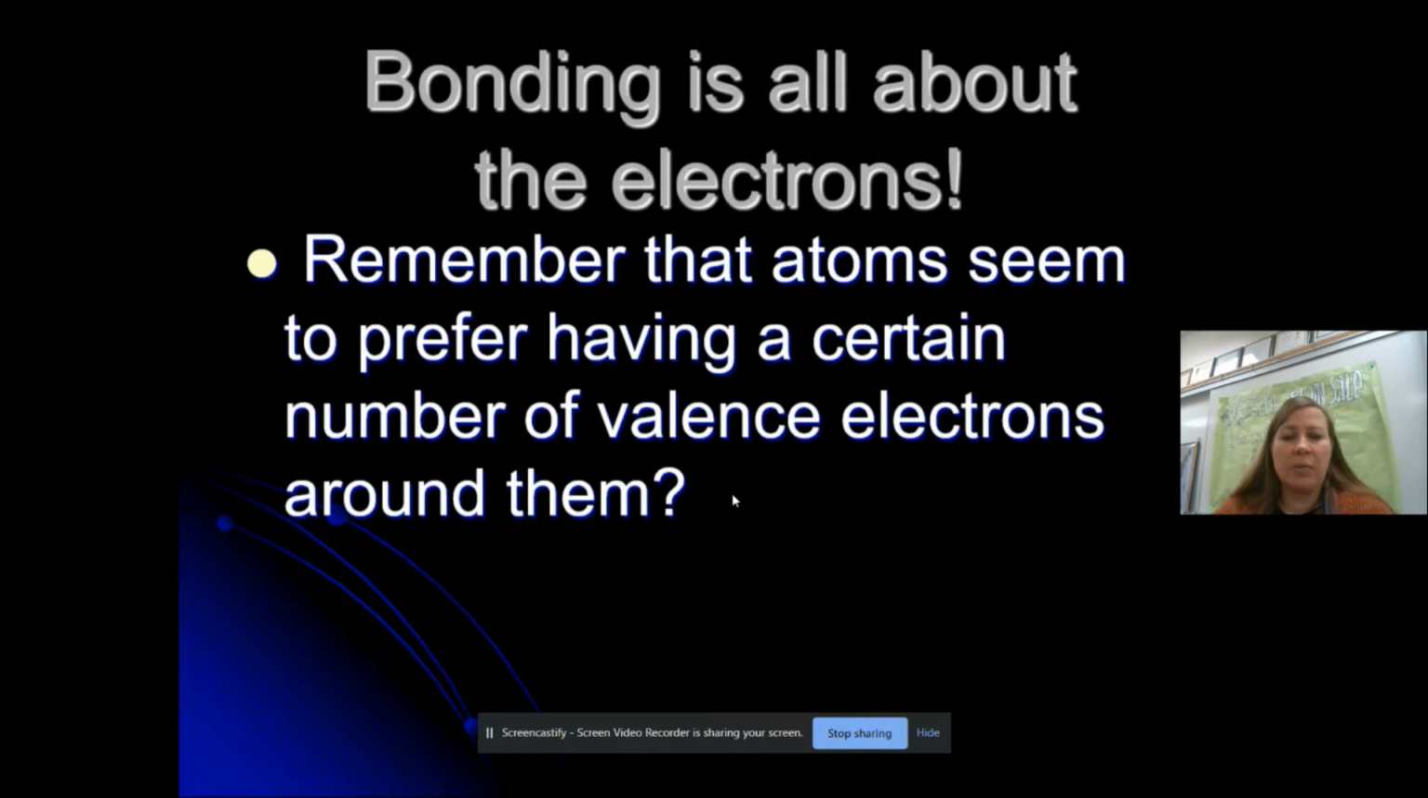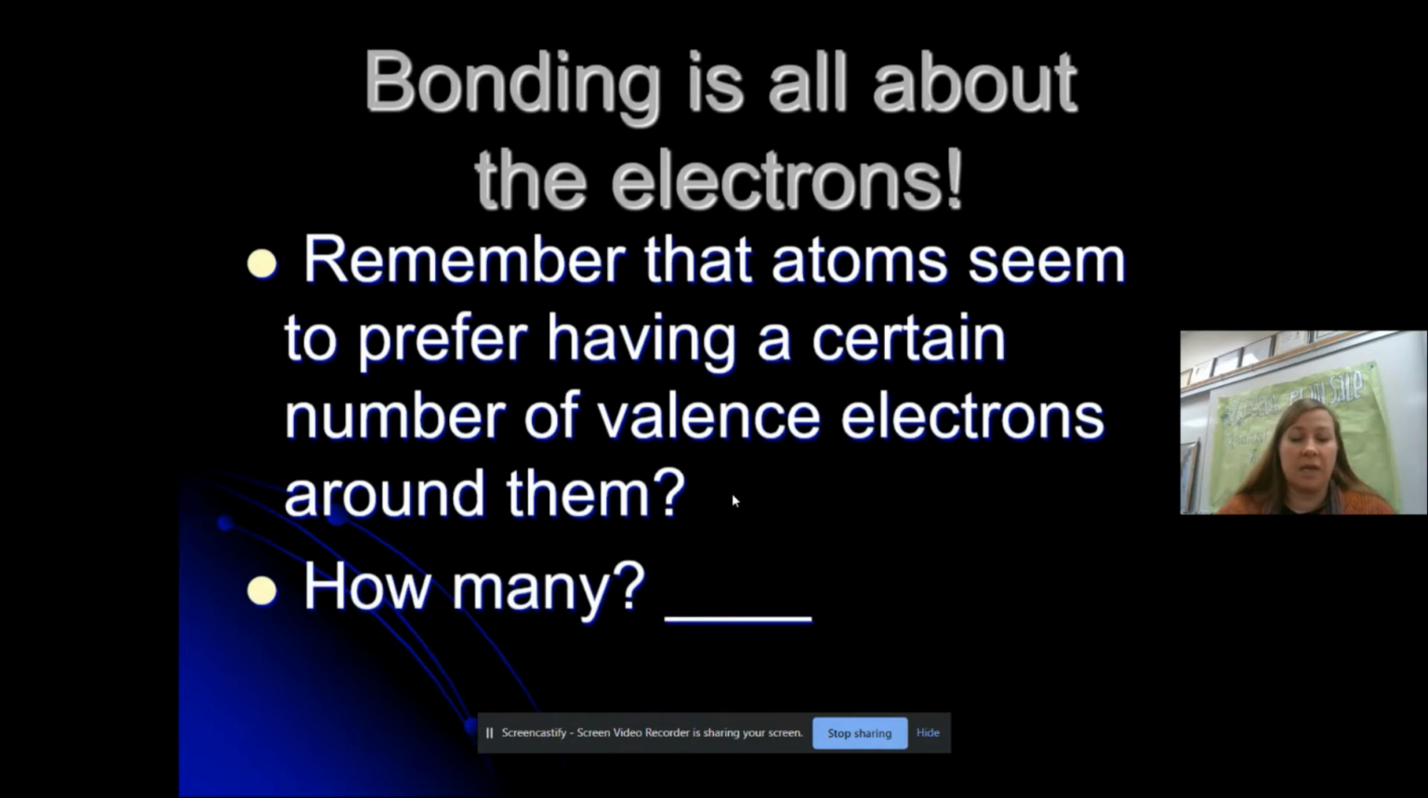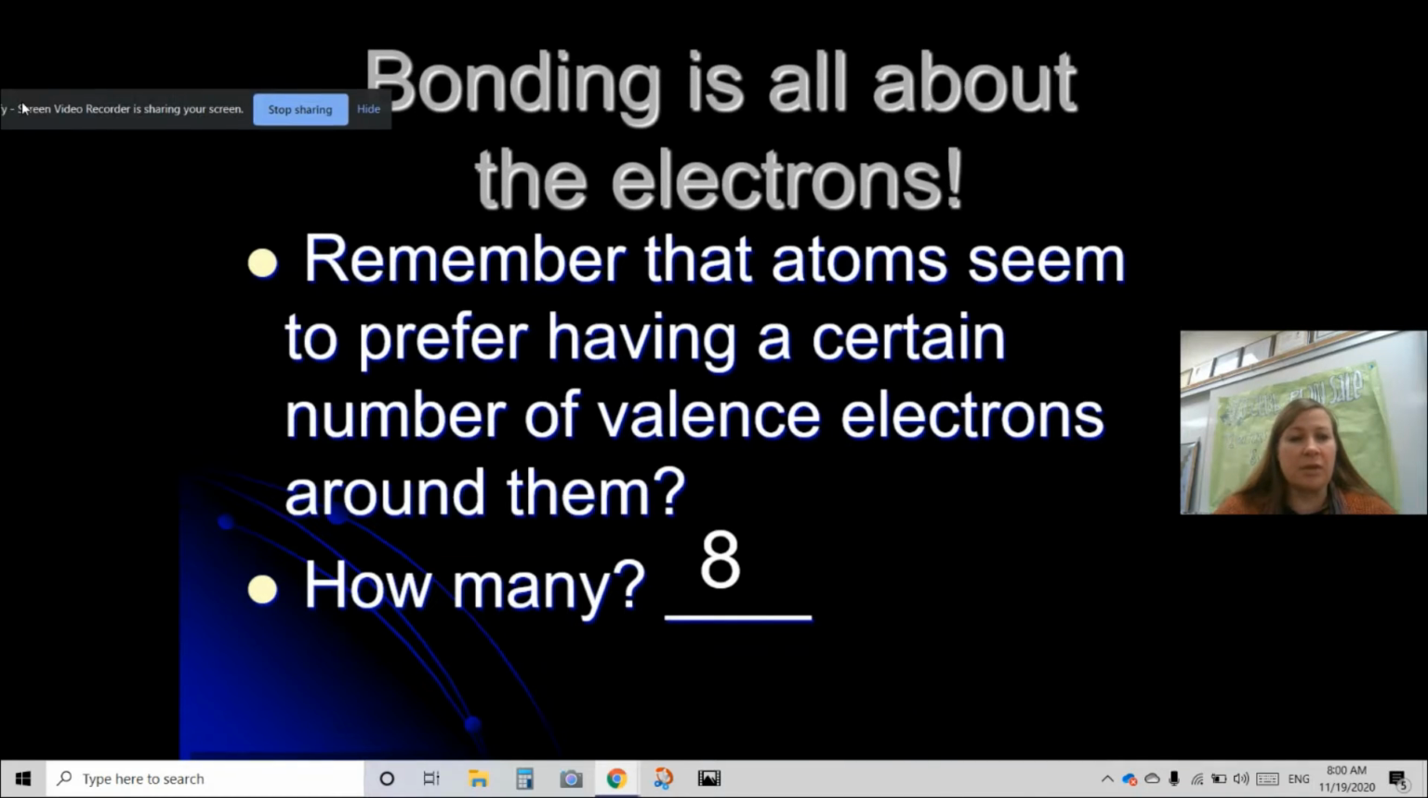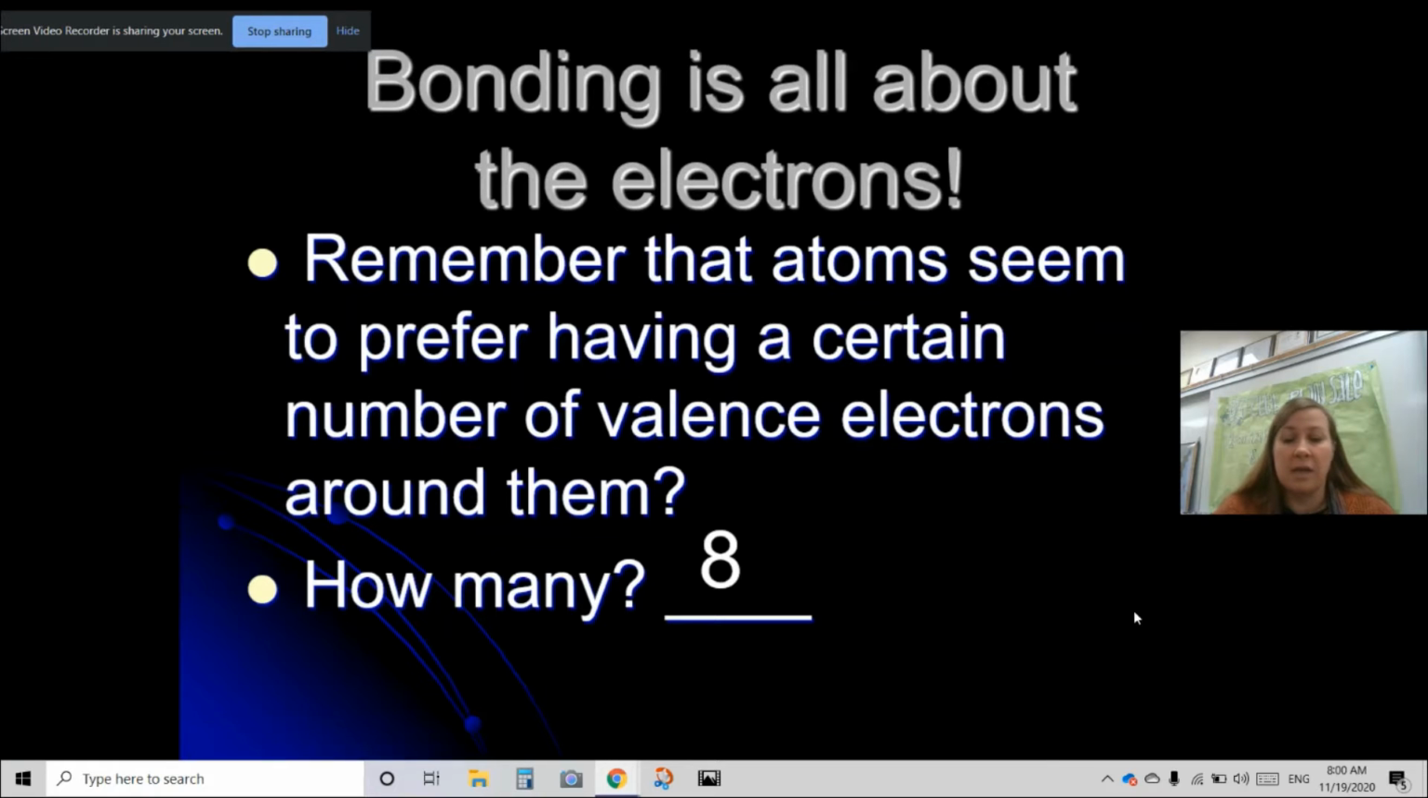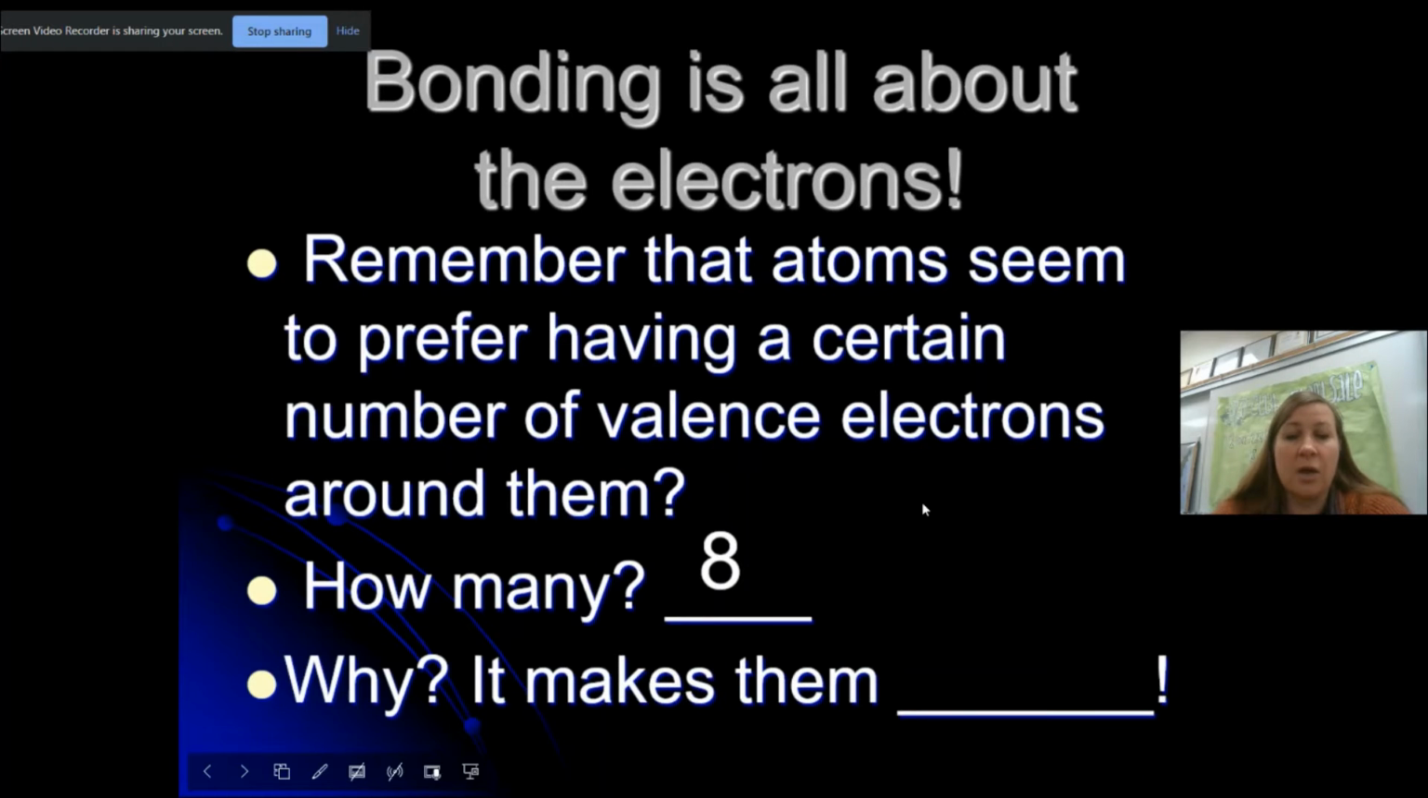And you should remember that atoms seem to prefer having a certain number of valence electrons around them. And that number, of course, is 8 valence electrons. Remember, atoms tend to try to be similar to noble gases. And noble gases, with the exception of helium, of course, all have 8 valence electrons. And why do they do that? Because it makes them stable. Why do electrons want to be in groups of 8? We don't really know, but that's what they do. So that's okay.